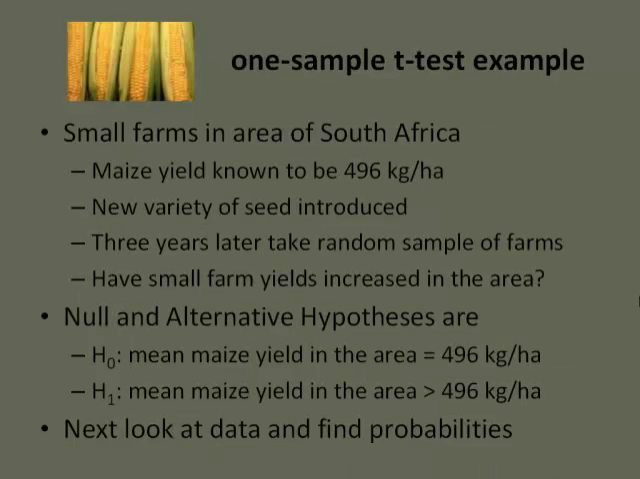So here's a concrete example. Small farms in an area of South Africa, maize yields known to be 496 kilograms per hectare. Which seems a bit low, but they are. That's maize. 496 kilograms per hectare. A new variety of seeds introduced. 3 years later, random sample of farms. Have small farm yields increased in that area? And here's the null and alternative hypothesis. The null is that the mean is this. The alternative is that it's greater, if it's one-sided, because you want to see if it's increased. So if you find a decrease, you wouldn't reject the null. You're only going to reject it if you find an increase. Now you look at the data and find what the probabilities are.